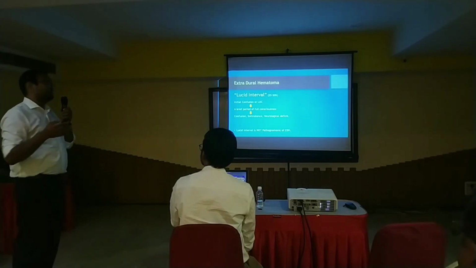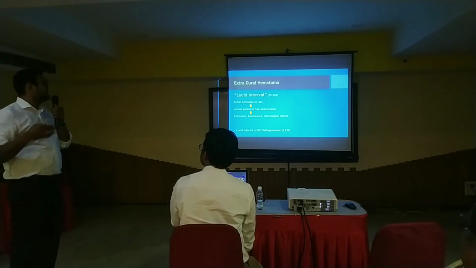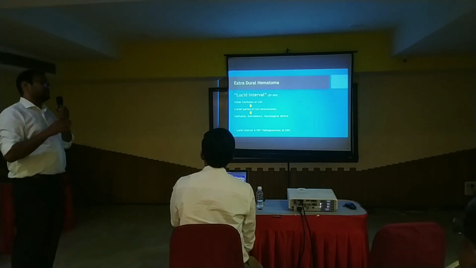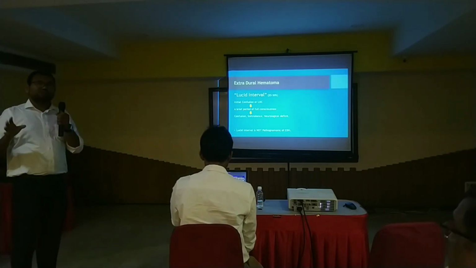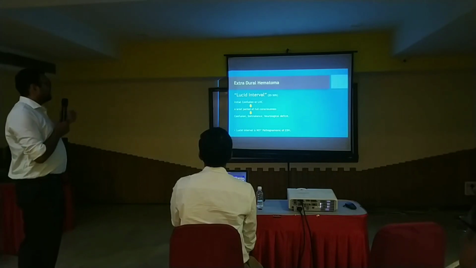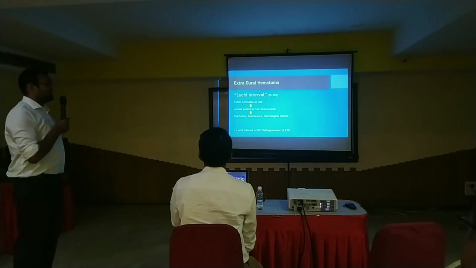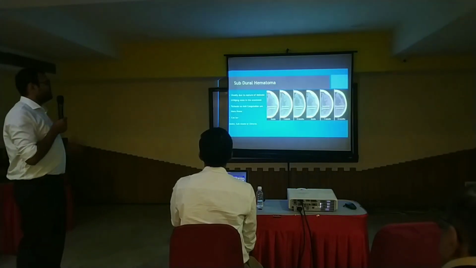Initially, a patient will be confused or there will be loss of consciousness in EDH, followed by a brief period of full consciousness. The patient will be fully mobile, normally talking, conscious and oriented. Followed by that there will be confusion, somnolence, and then development of neurological deficit in that patient.